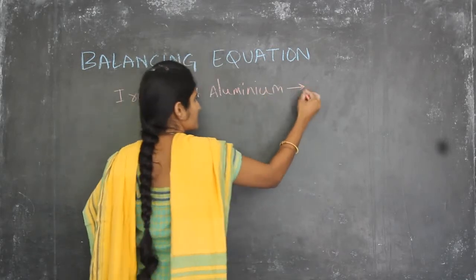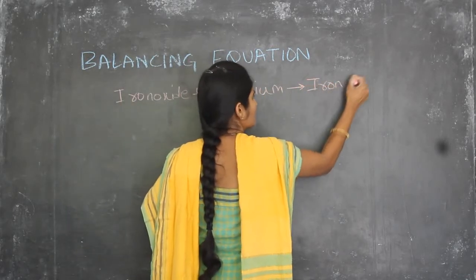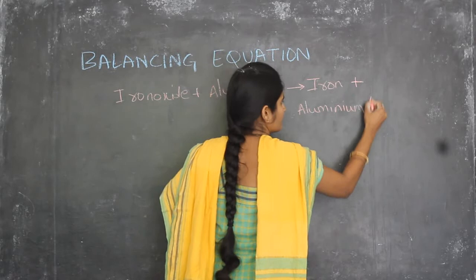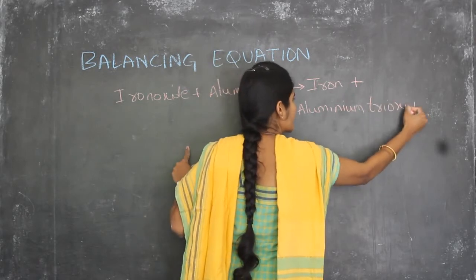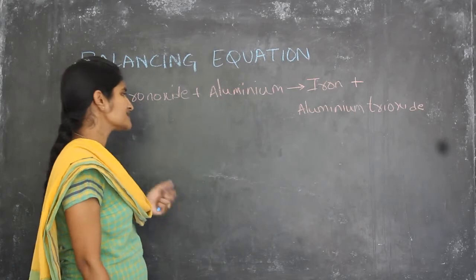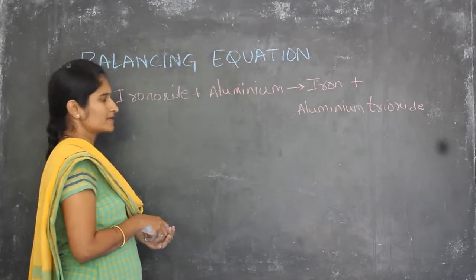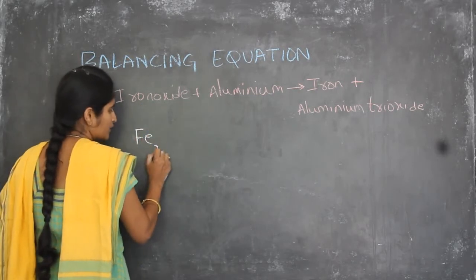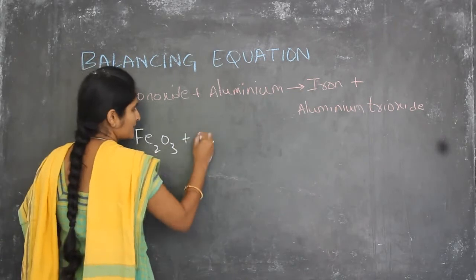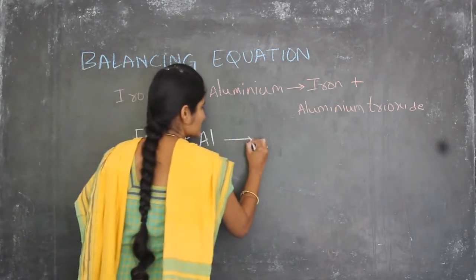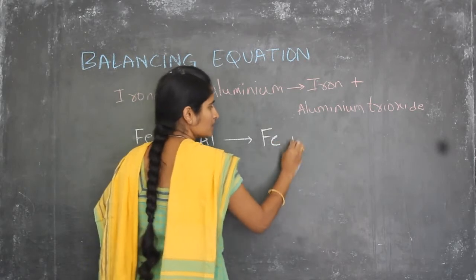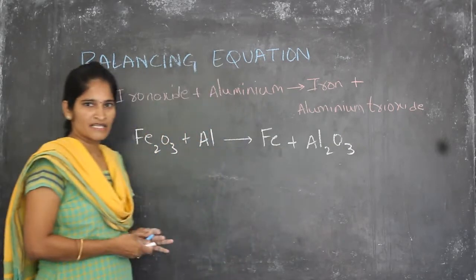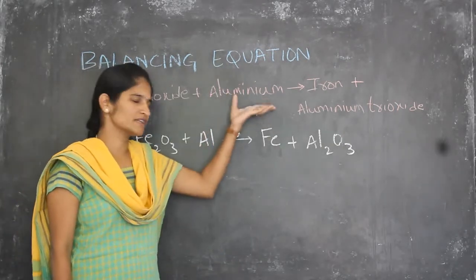Okay, so it gives iron oxide plus aluminium gives iron plus aluminium oxide. So this is the word equation. For balancing a chemical equation, first I need to write the formula units. So what are the formula units? For iron oxide it is Fe2O3, plus aluminium is Al, gives rise to iron, Fe, plus aluminium oxide, that is Al2O3. Is it clear? So these are the formula units for this equation.